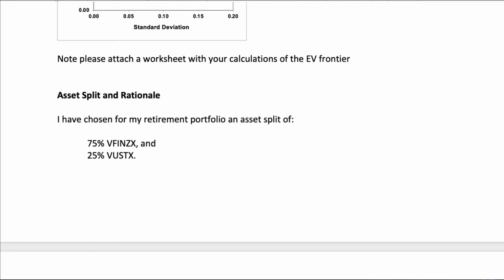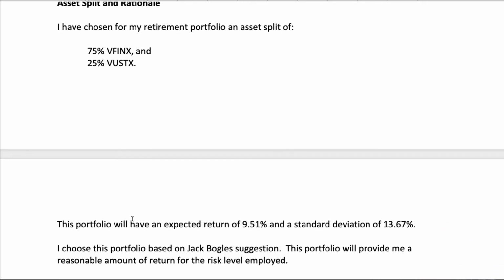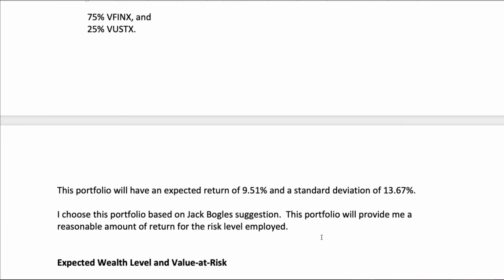I asked you for the asset splits and the rationale. I use 75% VFINX, 25% VUSTX. Again, this portfolio will have an expected return of 9.51 and a standard deviation of 13.76. And now I chose this portfolio based on Jack Bogle's suggestions. So you could do the same thing, or I would suggest using this as your baseline, and then you tell me why you changed it.